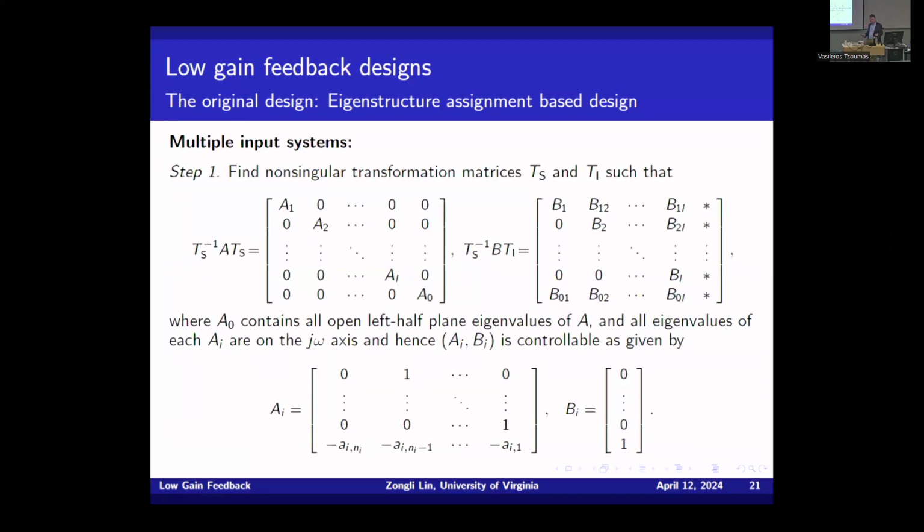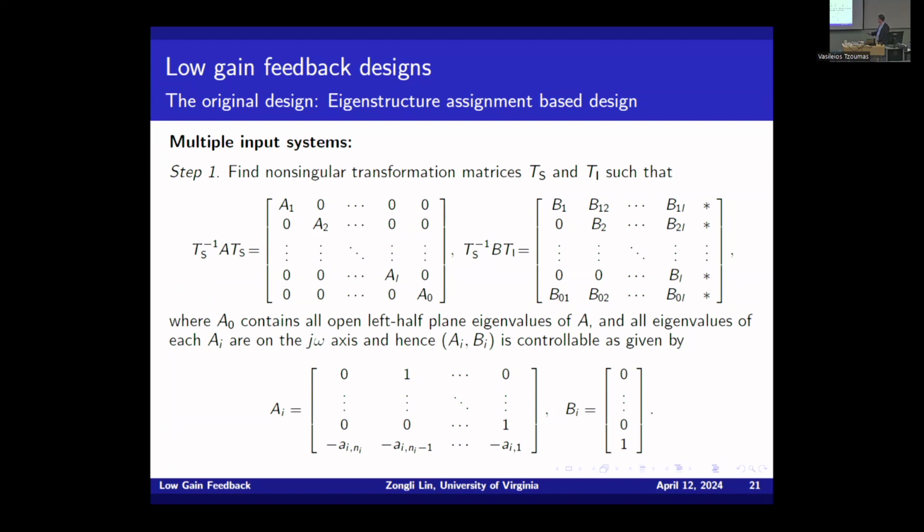Now, if I have a multiple input system and I carry out state and input transformation, this can be done so that all these matrices can be put in this form. And this is in the linear systems, or some of the more advanced linear system textbooks will have this transformation. So basically, I can block diagonalize the A matrix, and A0 contains all the already stable eigenvalues. So I don't need to do anything. Now, each of these A1, B1, A2, B2, all of them controllable. That means I can further transform them into this form.